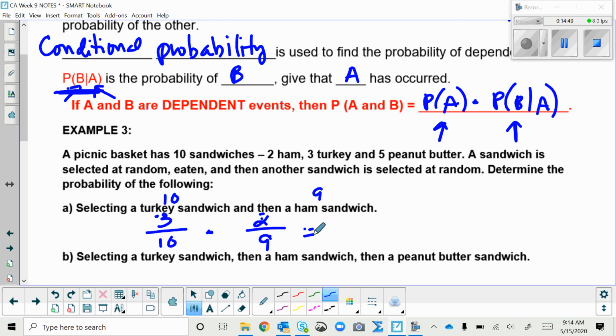And now we multiply across the top and bottom. 3 times 2 is 6. 9 times 10 is 90. We can divide 6 out of both of those, and that would give me 1 over 15.